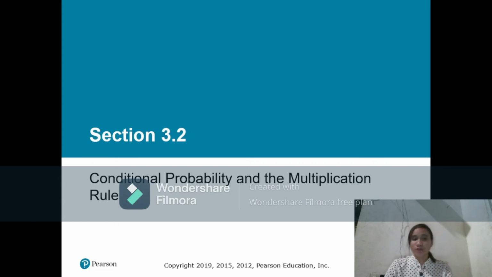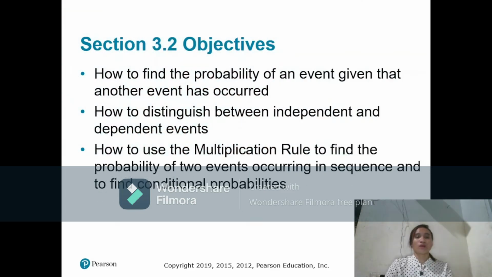Here is section 3.2, Conditional Probability and Multiplication Rule. Here are the objectives of section 3.2. Number 1, how to find the probability of an event given that another event has occurred. Number 2, how to distinguish between independent and dependent events. Number 3, how to use the multiplication rule to find the probability of two events occurring in sequence and to find conditional probabilities.